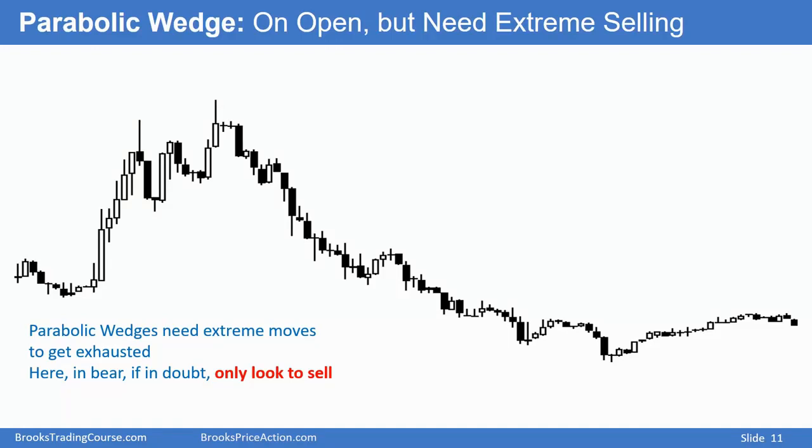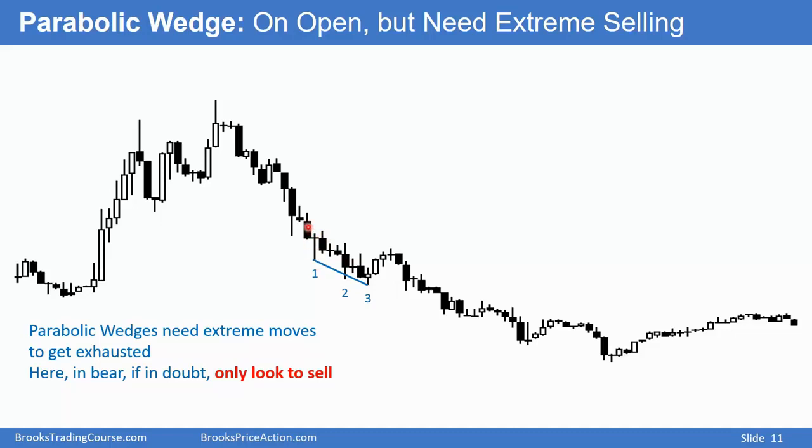Parabolic wedges need extreme moves as a sign of exhaustion. Without the extreme moves, the traders do not get exhausted, and the trend can go a long way. Here, 3 pushes down, 1, 2, 3. Very tight channel. If you want, you can call it a parabolic wedge. I would not.